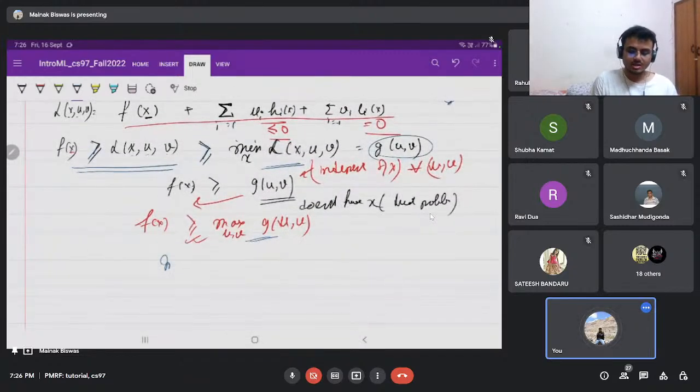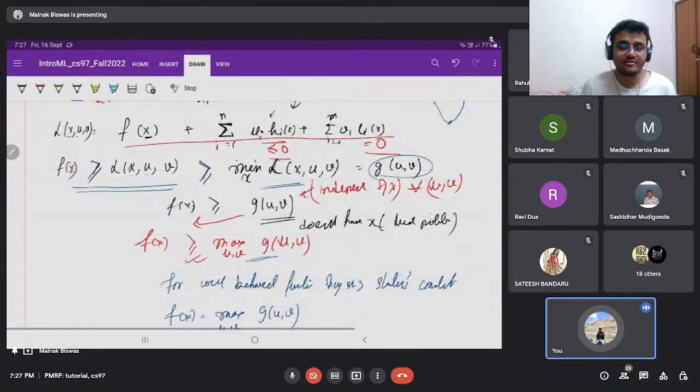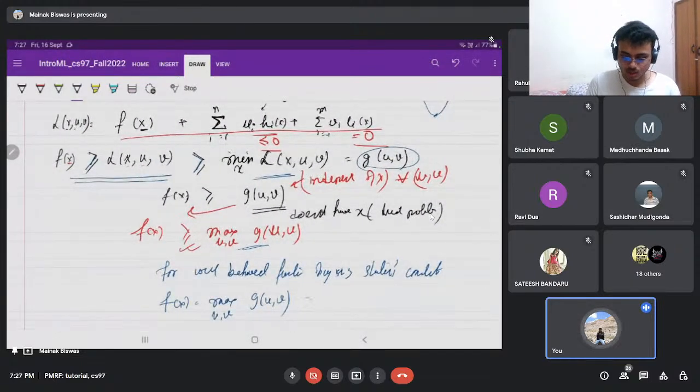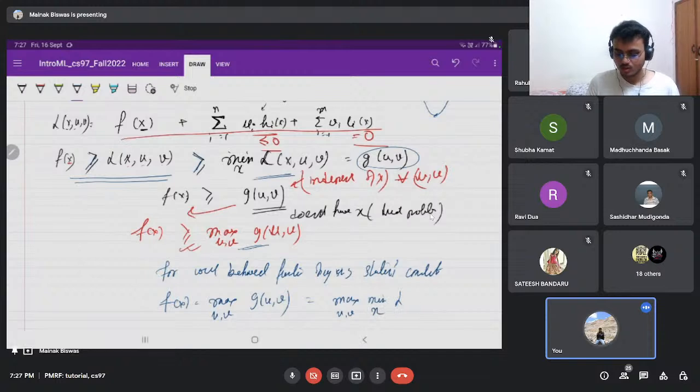So for well-behaved functions, I'll not go into these. If you want to, obeying Slater's conditions, you have f of x as the maximum over u, v of g of u, v. So can you tell me what is the advantage of doing this? This is also equal to the max over u, v of the minimum over x of L of x, u, v.